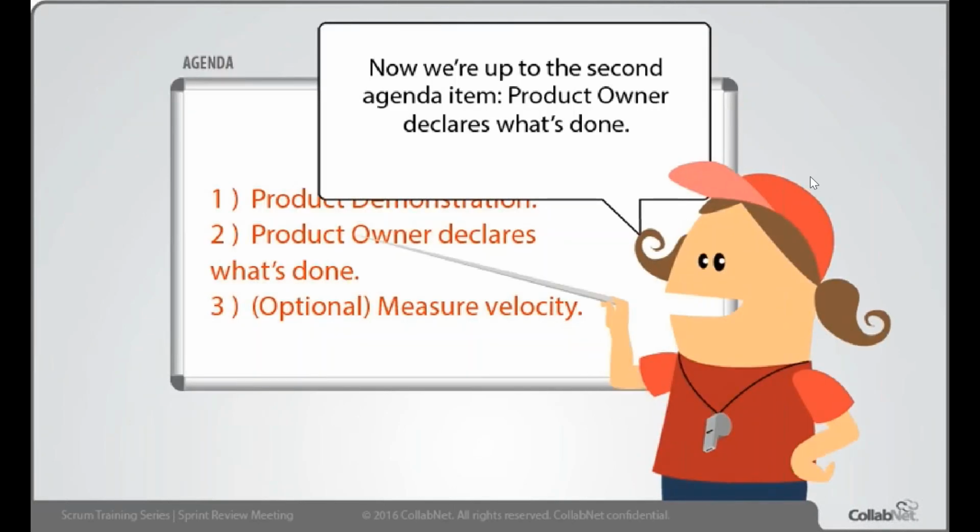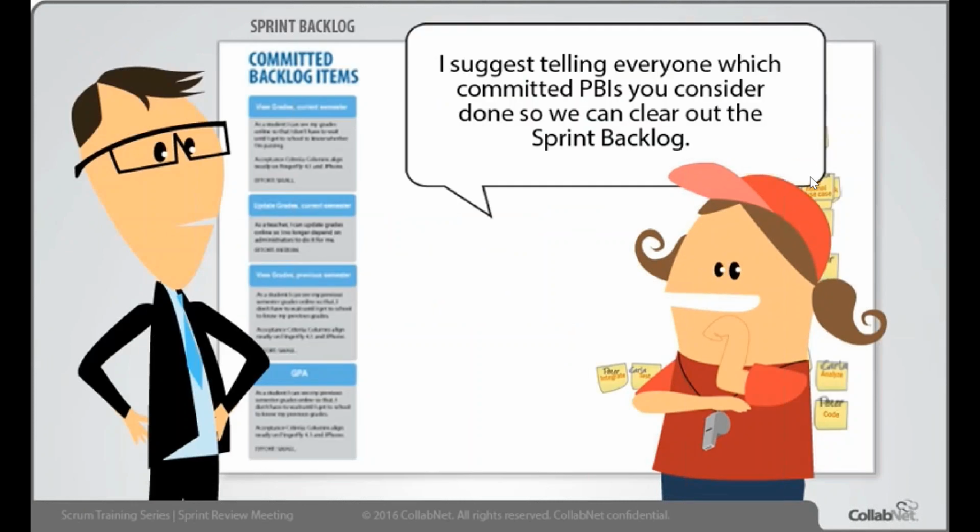Now we're up to the second agenda item. Product owner declares what's done. So what are you doing? I suggest telling everyone which committed PBIs you consider done, so we can clear out the sprint backlog.